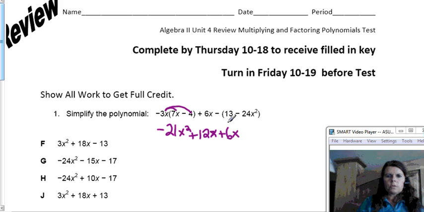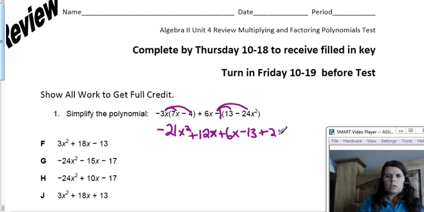And now here's where you have to be careful. If you have a minus sign in front of a quantity, that means the whole thing is negative. You can put a 1 right here. It makes your life a lot easier. And you distribute the negative 1 to everything. So negative 1 times 13 is negative 13. And then negative 1 times a negative 24x squared is positive 24x squared.